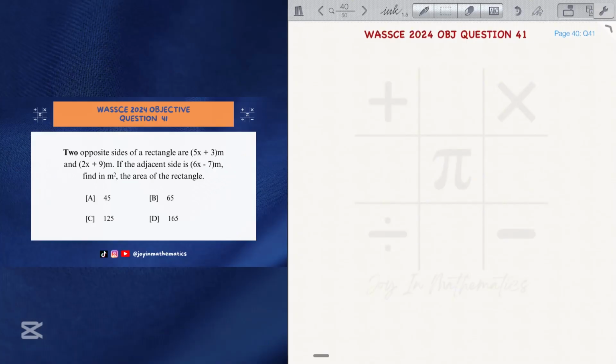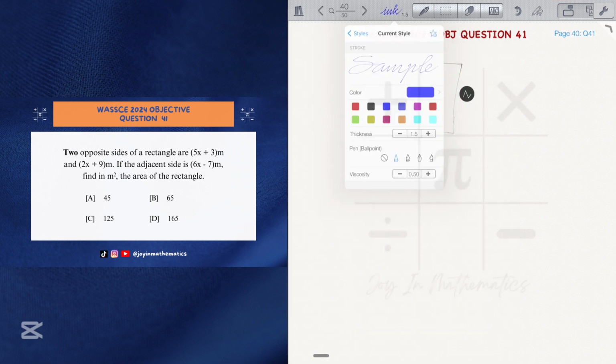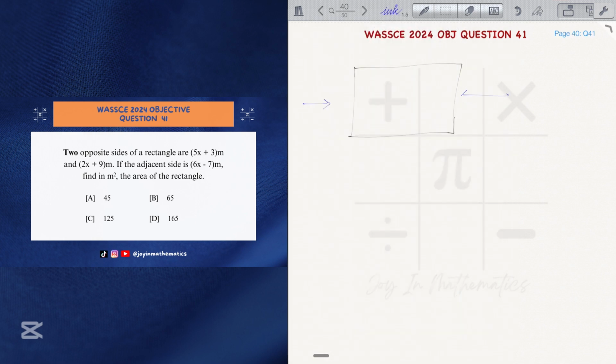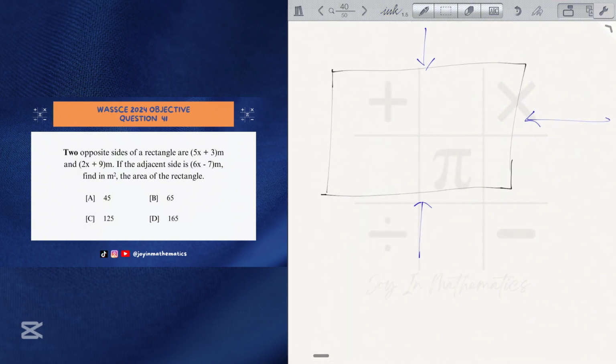Now let's proceed further to WAEC 2024 objective question 41. The question says two opposite sides of a rectangle are 5x plus 3 meters and 2x plus 9 meters. So we have a rectangle, and these two sides are opposite of each other. Likewise, these two sides are opposite of each other.